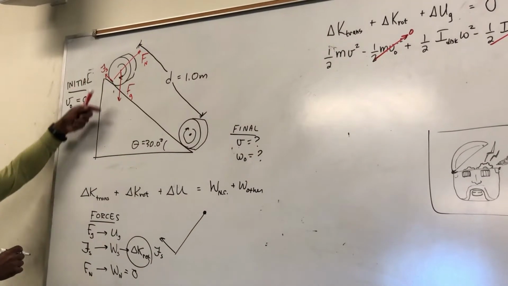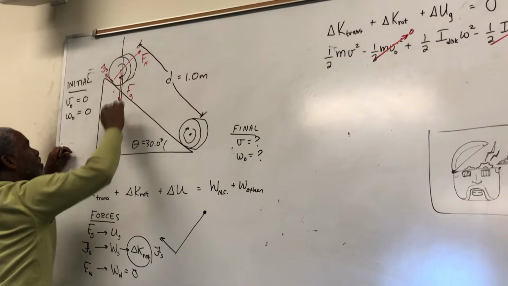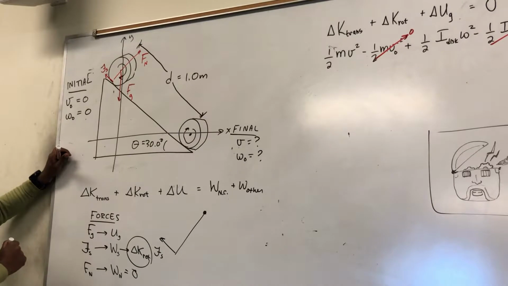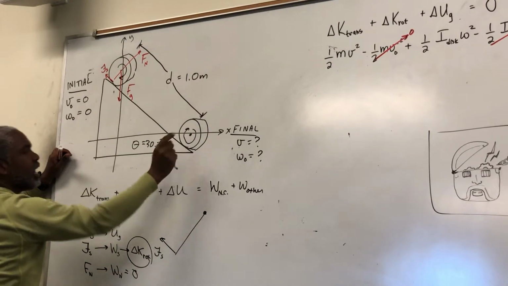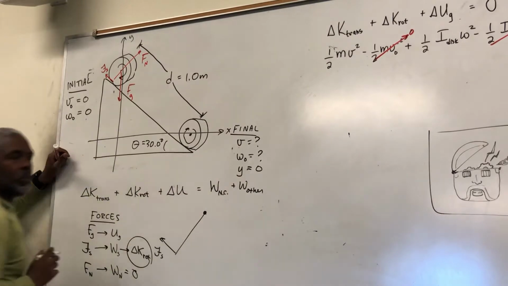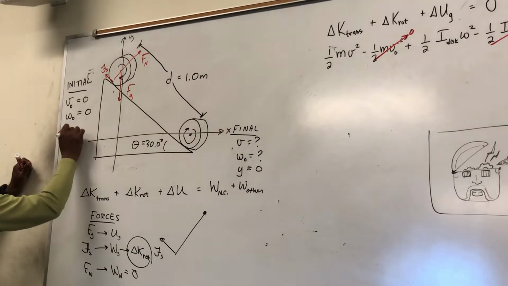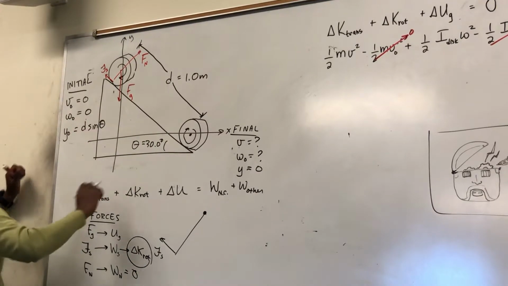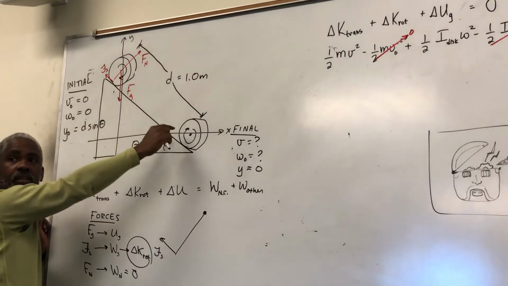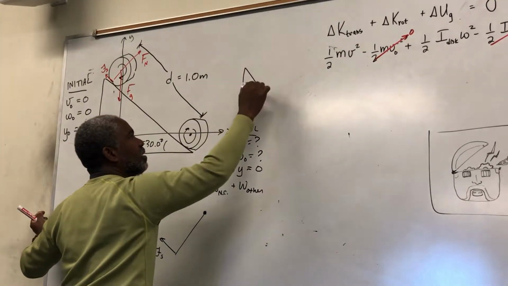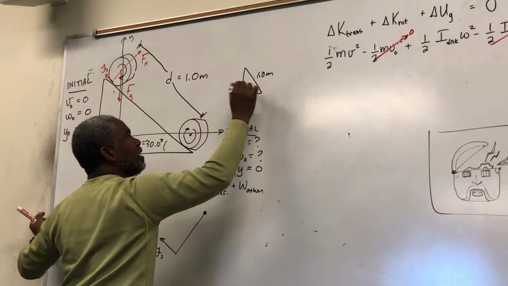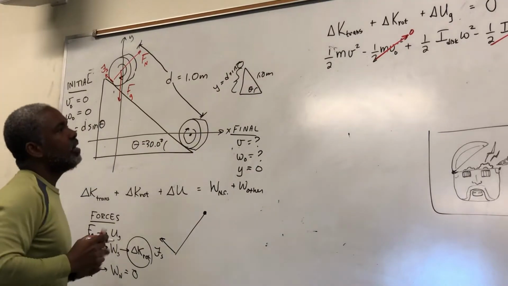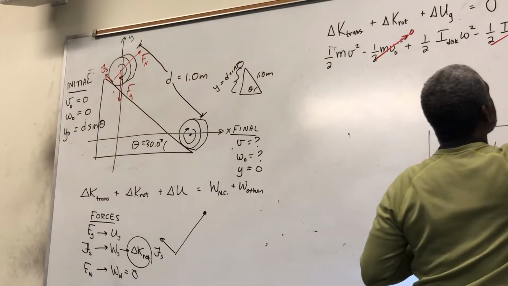It starts off at a certain height above our bottom. So I'll just go ahead and create a coordinate system through our center of mass. And so our final height, we will call that 0. Our initial height, we'll call it d sine theta. Do you see that triangle there? I'm just doing this, 1.0 meters, theta. So this height, y, is equal to d sine theta. So our final height is 0.